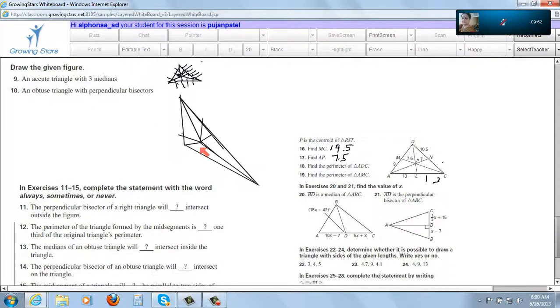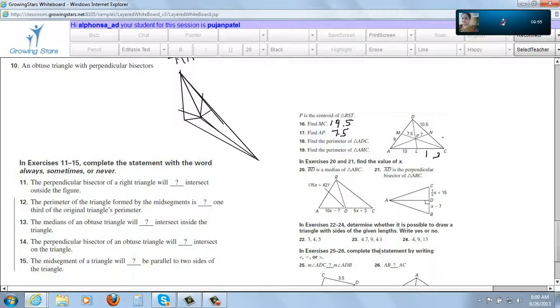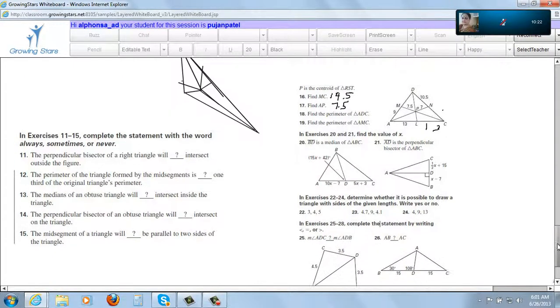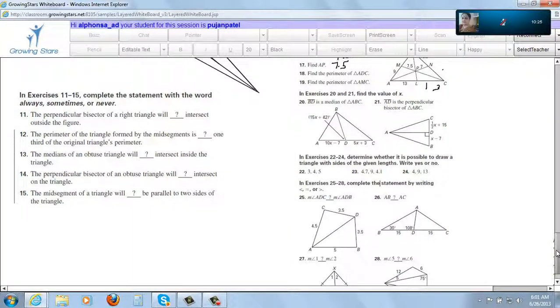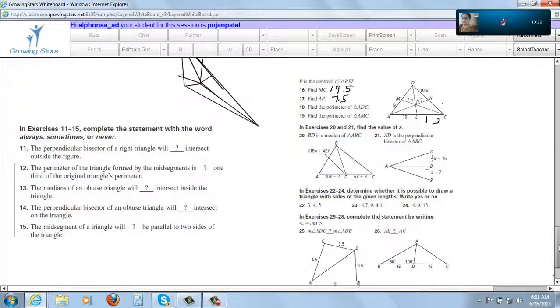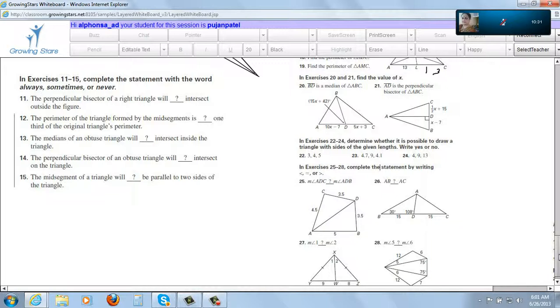I'll just show you how the obtuse triangle goes. Can you see where I'm drawing? This is an obtuse angle triangle, and you're asked to draw the perpendicular bisectors of the sides. So let's take each side at a time. If you draw the perpendicular bisector of BC, a rough figure will do. It's going to go through the center of BC and it's going to be perpendicular to BC.